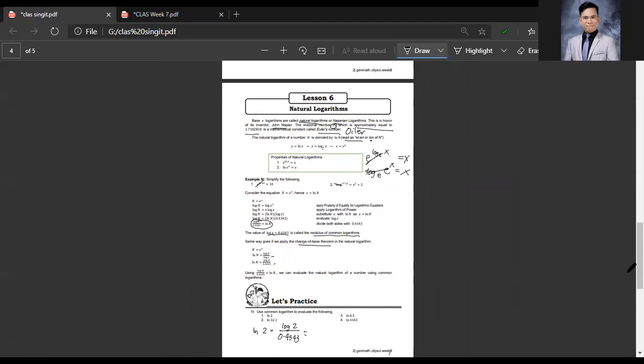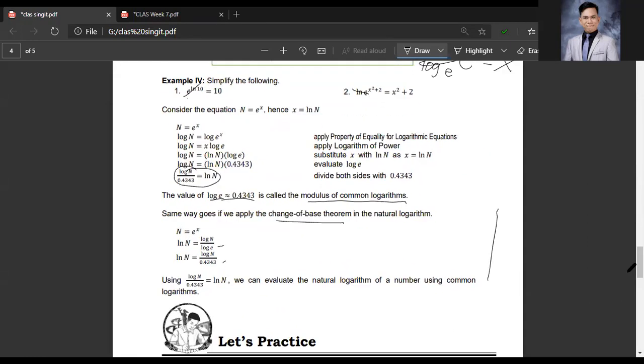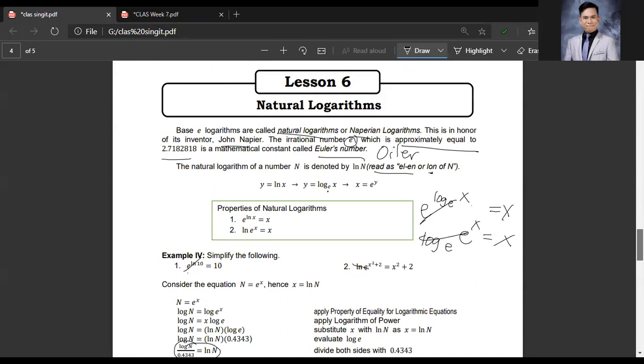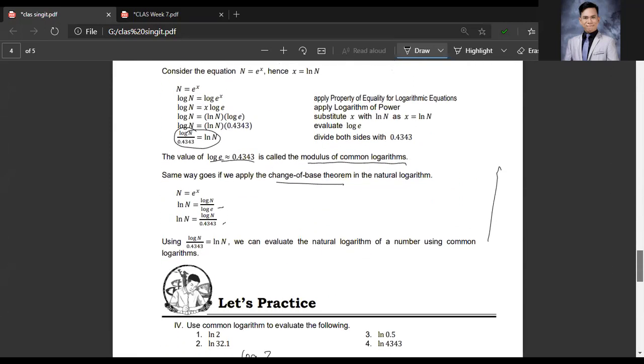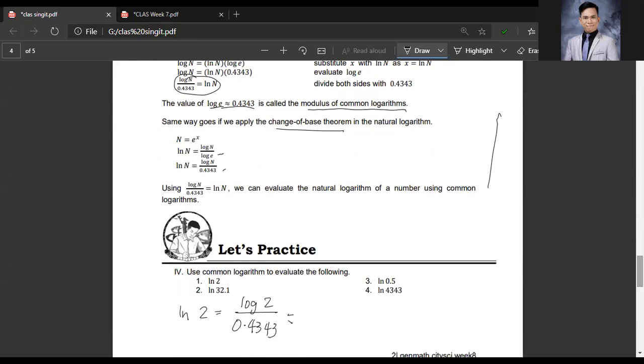Sir, pwede po pa zoom ulit po. Ay, okay. Sa natural logarithm? Opo. Okay. Saan banda? Wait lang. Ito, dito. Ay, sorry. Dito talaga. Ayan. Ayan po.